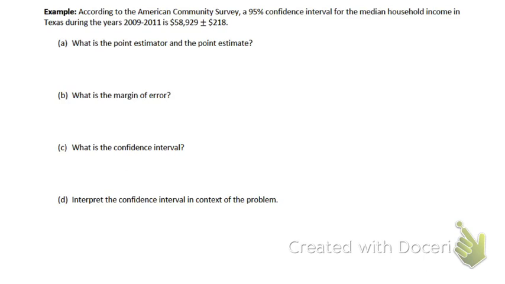According to the American Community Survey, a 95% confidence interval for the median household income in Texas during the years 2009 to 2011 is $58,925, plus or minus 218. Time out! What is this problem about? IQR. Thank you, Zach. I'm so glad someone can read. What is this problem about, y'all? Median. It literally says median, y'all.